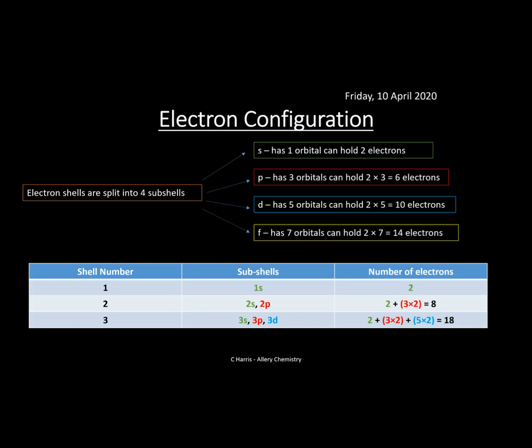Okay, so looking at electron configuration, now you would have seen at GCSE that you have a basic structure where you have 2 electrons in the inner shell and then 8 electrons in the shells after that. At A-level, what we do is we break that down a little bit more, and actually we have 4 subshells instead. So we have an S subshell, which can hold 2 electrons.